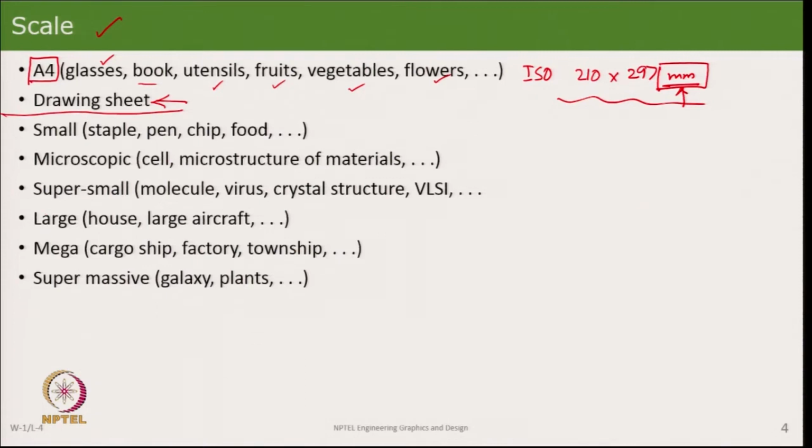So, now below this I have listed scales of objects which we will visualize. We start from A4, we go to smaller sizes. We have small things like a staple, the nib of a pen, an electronic chip, certain food items like, say, crushed turmeric. So, these are objects which are much smaller than the size of a paper that we look at.